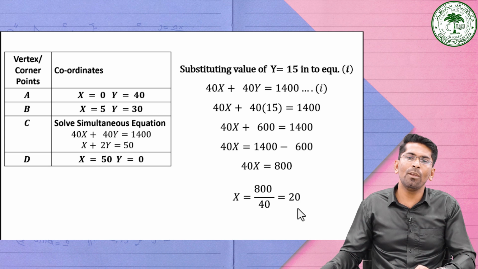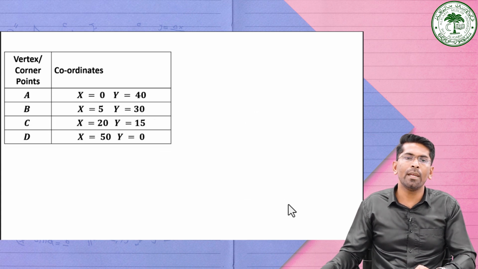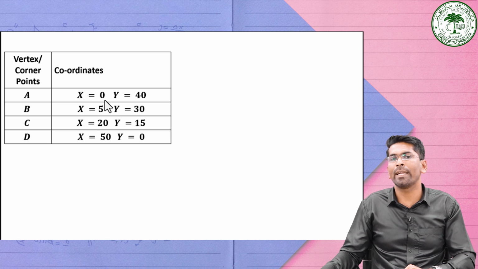So we have the value of x equal to 20 and the value of y equal to 15 at the point C, that is, the corner point or vertex at point C. So instead of this particular equation, now I am going to substitute the values of x and y, that is x is equal to 20 and y is equal to 15. See here, we have 4 corner points, and corresponding to each corner point we have the value of x and y.